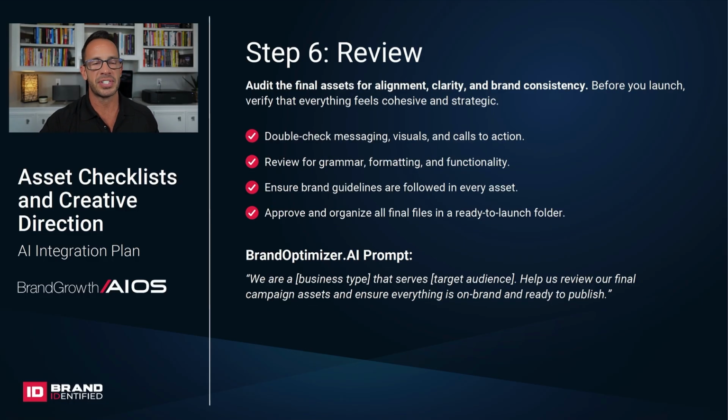And then finally, here is step number 6, and that is to review. Audit the final assets for alignment, clarity, and brand consistency. Before you launch, verify that everything feels cohesive and strategic. So double check your messaging, your visuals, and your call to action. Review for grammar, formatting, and functionality, and ensure that brand guidelines are followed in every asset, and approve and organize all final files into a ready to launch folder. And then once again, I've given you another BrandOptimizer.ai prompt for step number 6.